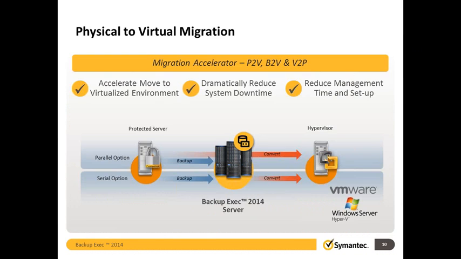I briefly touched earlier on the physical to virtual migration. So three scenarios, or three ways you can do the physical to virtual migration. So you can do it in parallel. So at the same time as you creating a backup, you converting that backup to a virtual machine, whether that's out to Hyper-V 2012, 2012 R2, or VMware 5.5. You can then do a serial operation, so do a backup, and then at a later date schedule a convert to virtual. That can also be done.